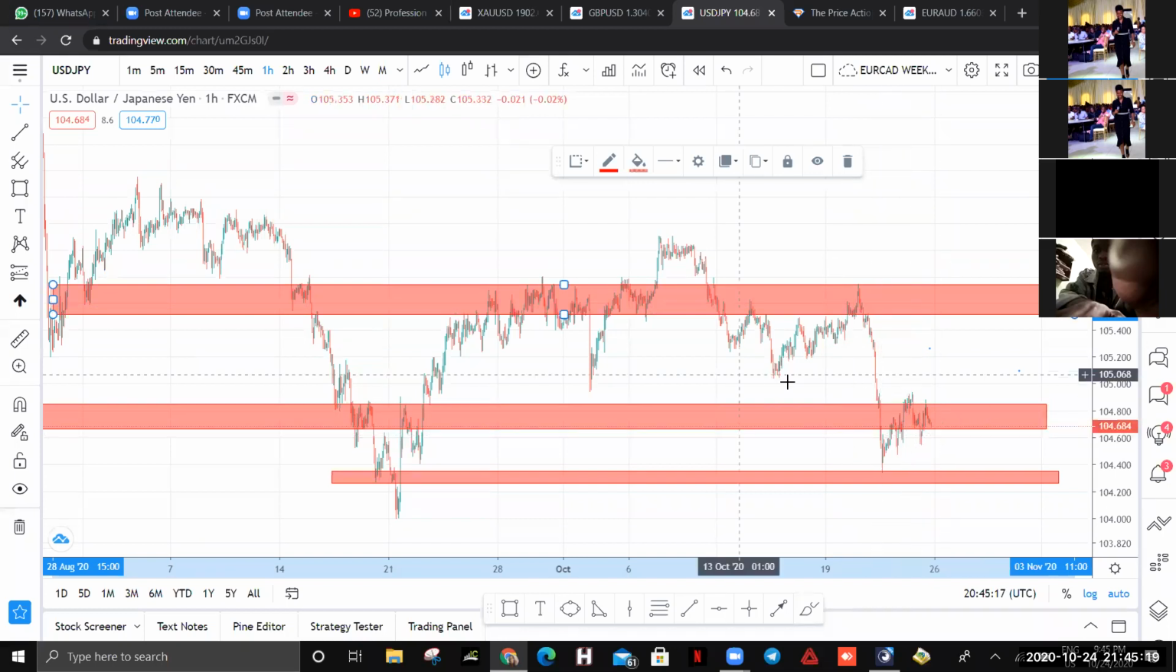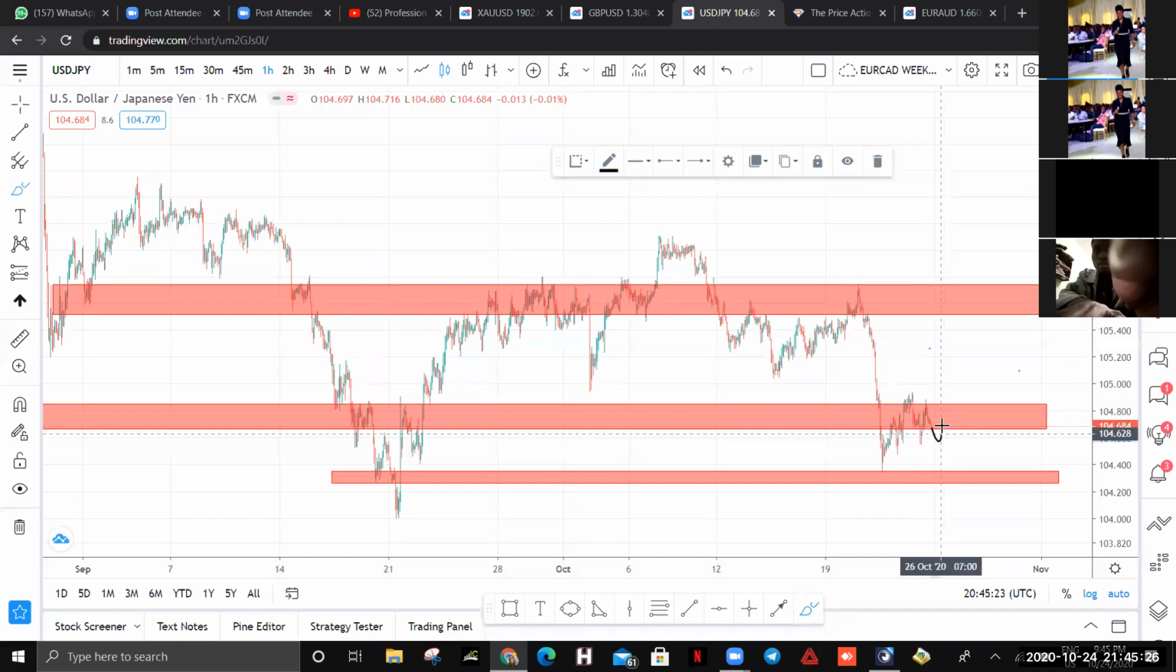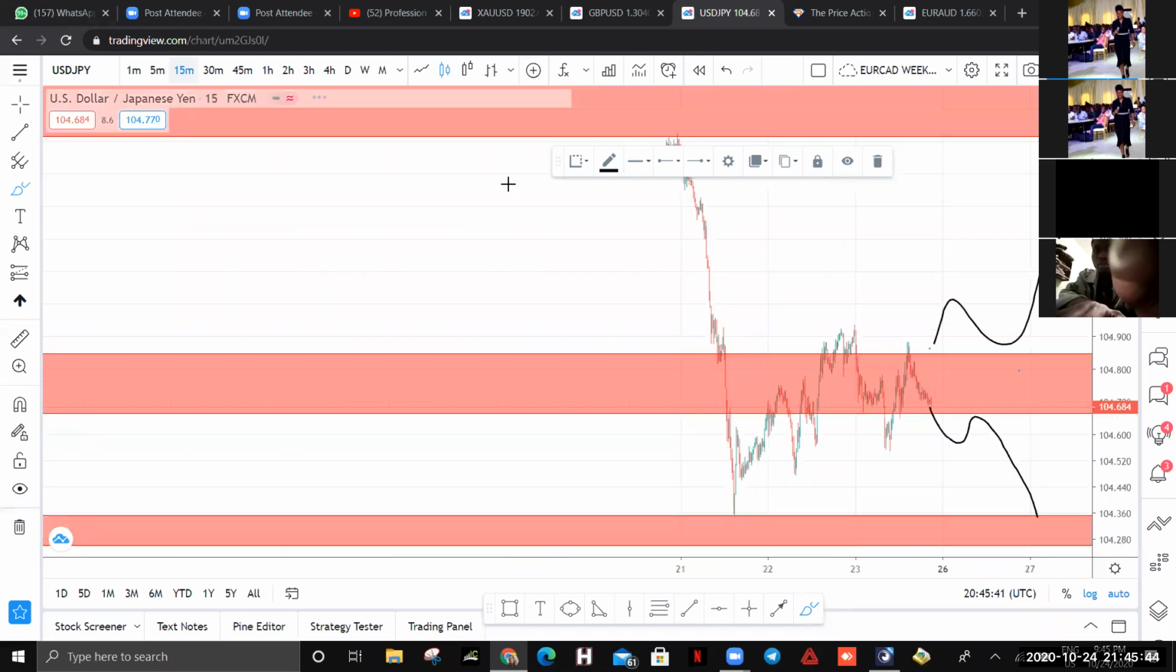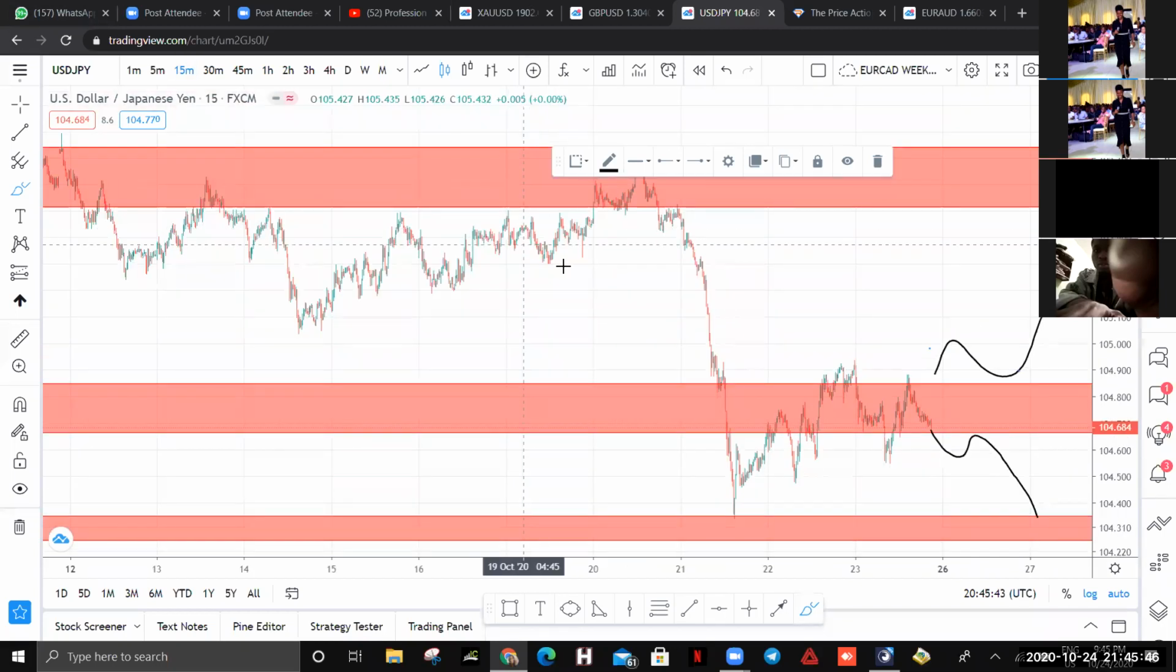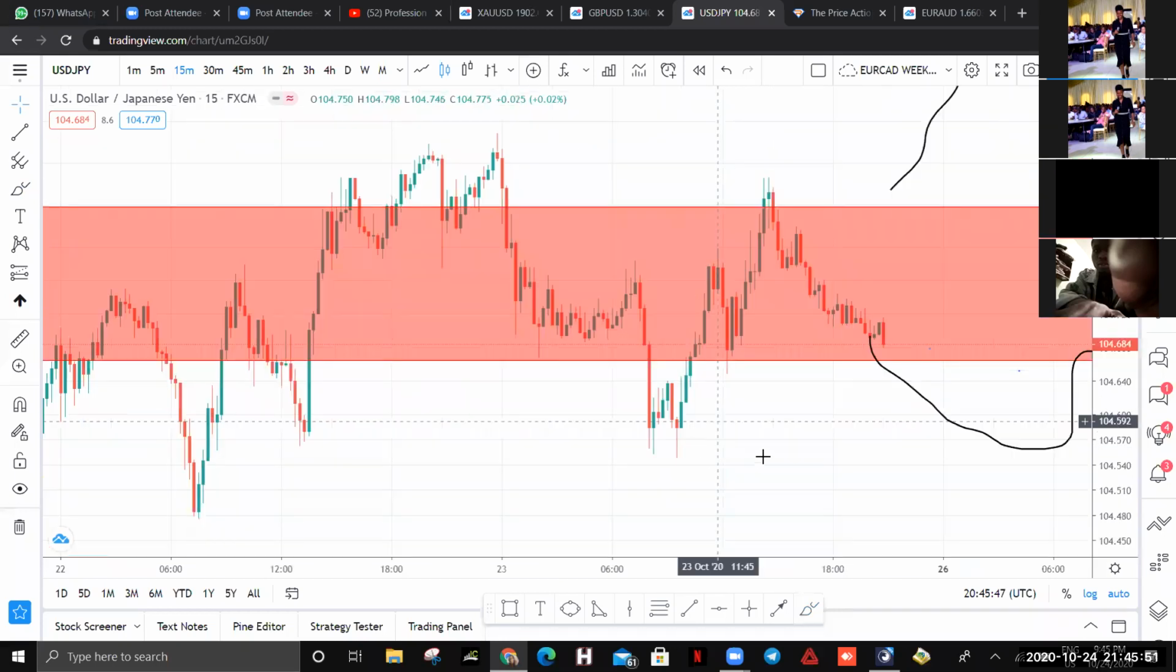So two things I'm expecting from USDJPY: to break out from here, retest this zone and do what? Come down. Or do what? Reject it, go this way and do what? Come here. Either of the two. But now that we're not sure, let's go to 15 minutes and see if we can spot any beautiful pattern on the 15 minutes chart to see whether we will get anything useful.